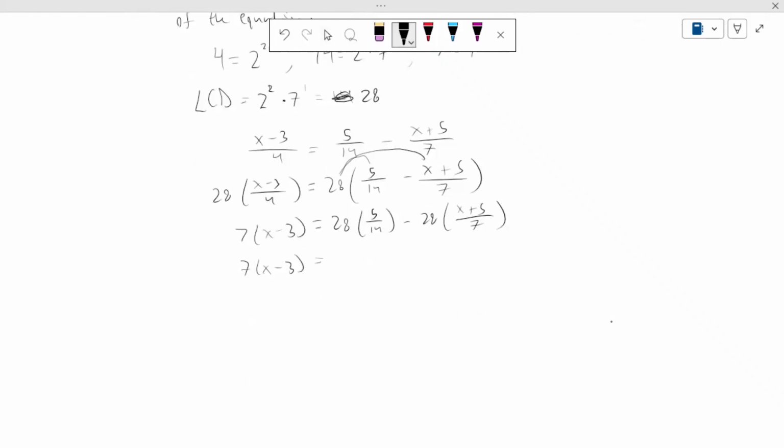Now, over here, 28 divided by 14 is just 2. So I have 2 times 5, which is 10. Everybody okay with that? And then now I'm subtracting something. 28 divided by 7 is 4, and I'm multiplying that by x plus 5. Parentheses are absolutely necessary there. The entire numerator is getting multiplied by 4.